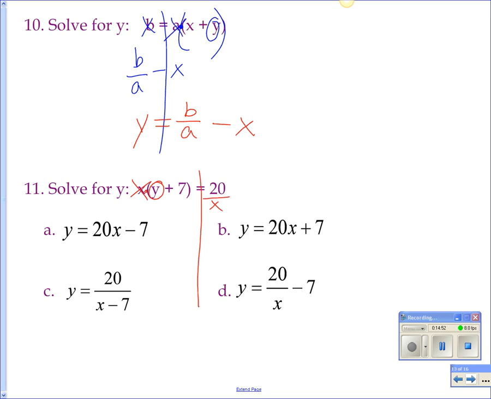Okay. Ashley B, what still needs to move? How do you move plus 7? So the answer is D. Y equals 20 over x minus 7.